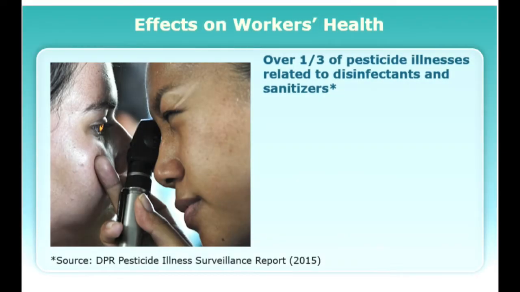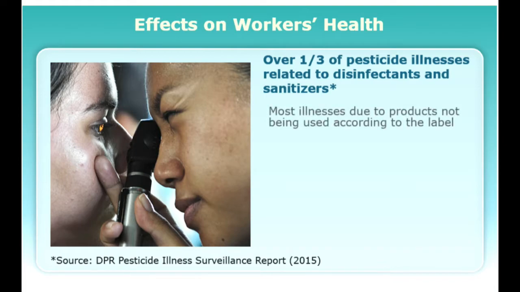Over 1/3 of the pesticide illnesses reported annually to the California Department of Pesticide Regulation, abbreviated DPR, are associated with antimicrobial pesticide use. The majority of these illnesses are due to the products not being used according to the label directions. Since these products are often sold on shelves along with regular cleaning products, it's easy to overlook their potential health hazards. Most reported illnesses are minor, such as temporary eye irritation, a rash on unprotected skin, or temporary respiratory problems from inhaling fumes. However, serious illnesses can also occur.